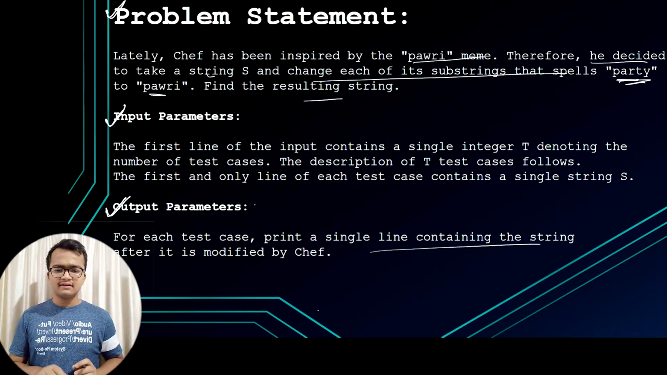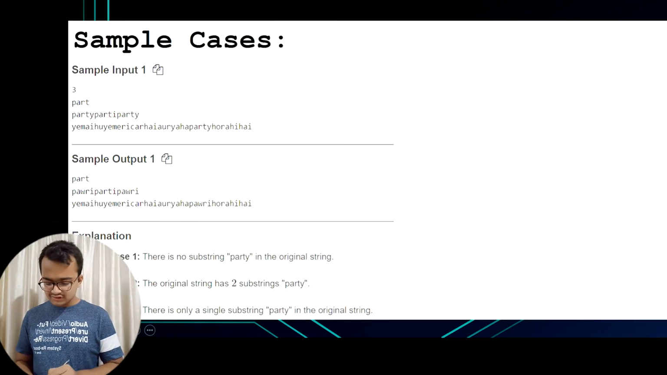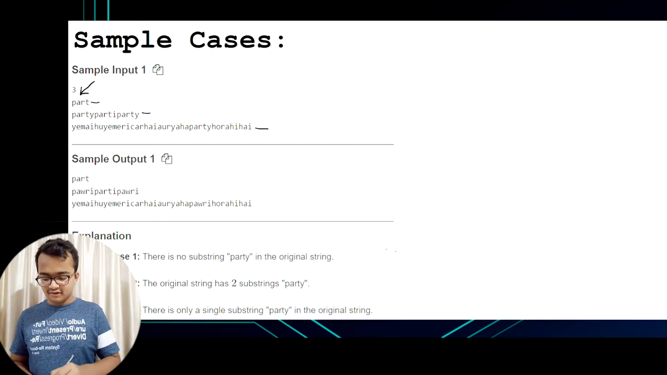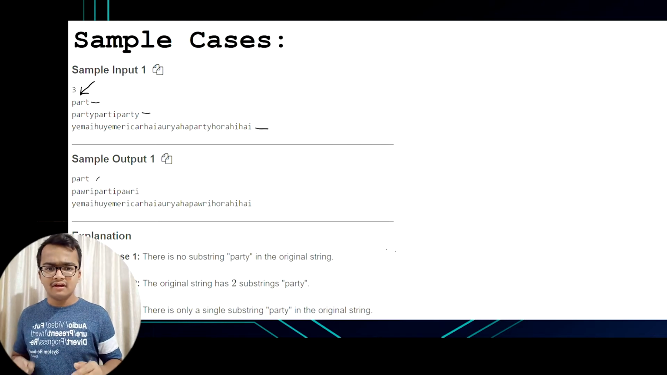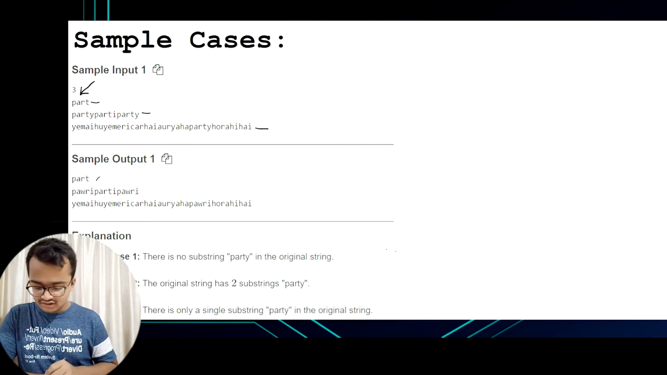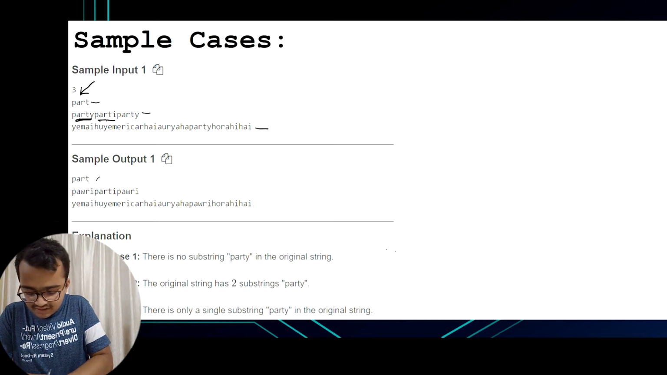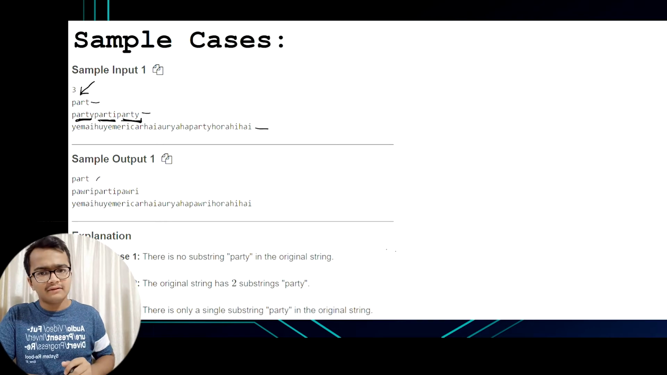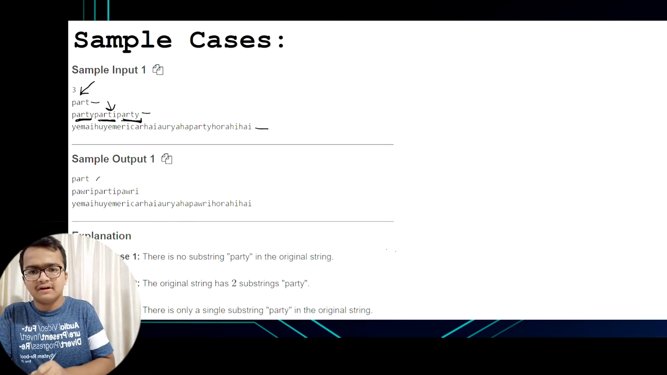So let's understand the test cases now. See here, the first line is the number of test cases, that is 3 in this case. This is the first string, this is the second string, this is the third string. This is part, and the output for that is part, because this is part, not party. We will replace party by Pawri. This is part, this is not party, so nothing happens to this string. But if you consider the second string, that is party, party, then parti, then party, we will replace the words that are party with Pawri. Parti will not be replaced.